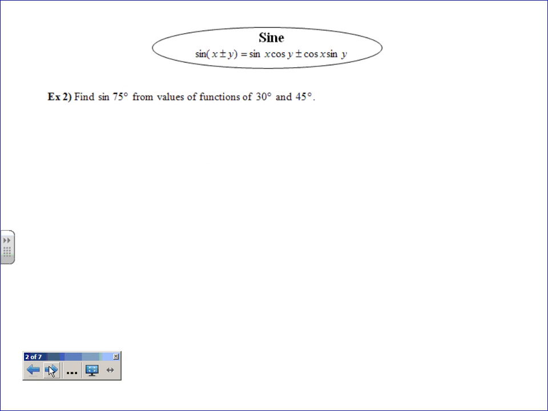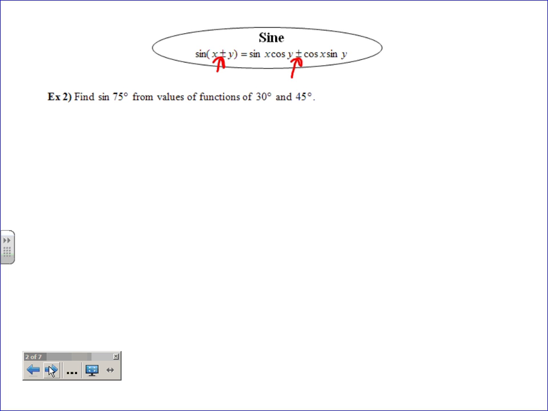I promised you a memory device. I remember that in sine, the sign stays the same, which means in cosine it switches. So in sine, the sign stays the same. If it's minus here, it's minus there. If it's plus there, it's plus there. Okay? So we got 75 degrees here.